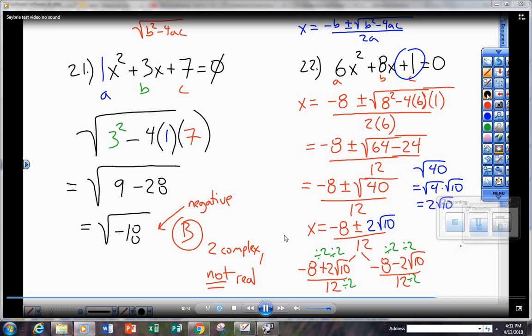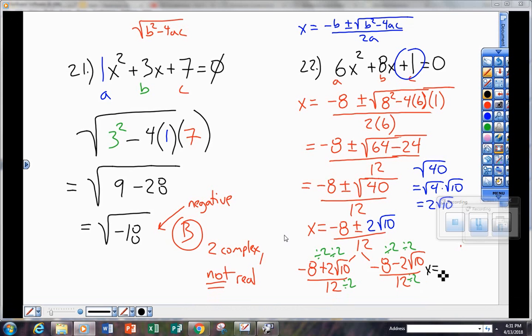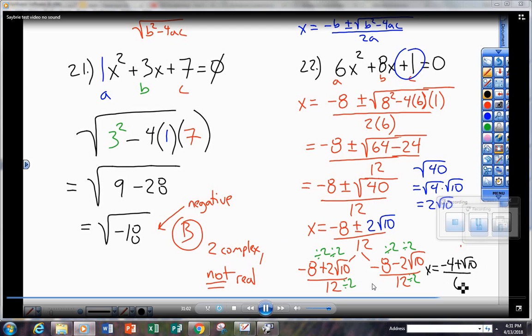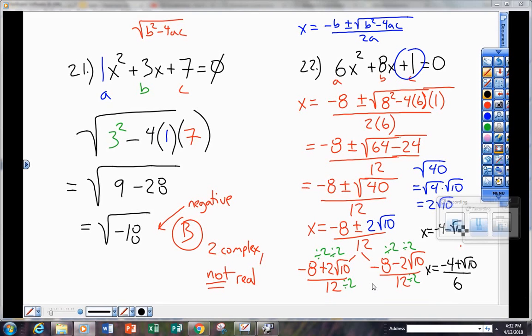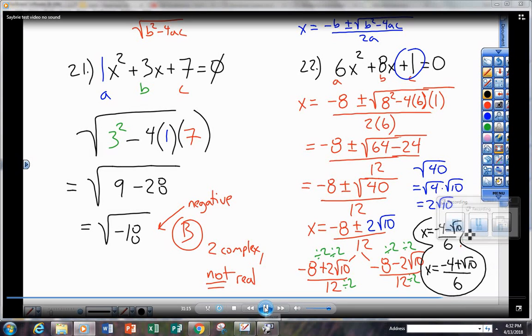So my simplified answer is negative 8 divided by 2 is negative 4, plus root 10, because those 2's just give you 1, over 6. And the other answer is negative 4 minus root 10 over 6. Those are definitely more difficult for sure. So negative 4 minus root 10 over 6, negative 4 plus root 10 over 6. I'll be happy to help you with those for sure. All right, two more.